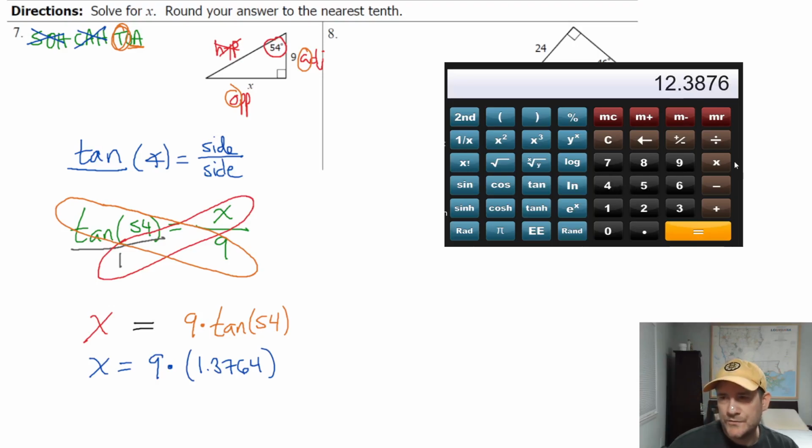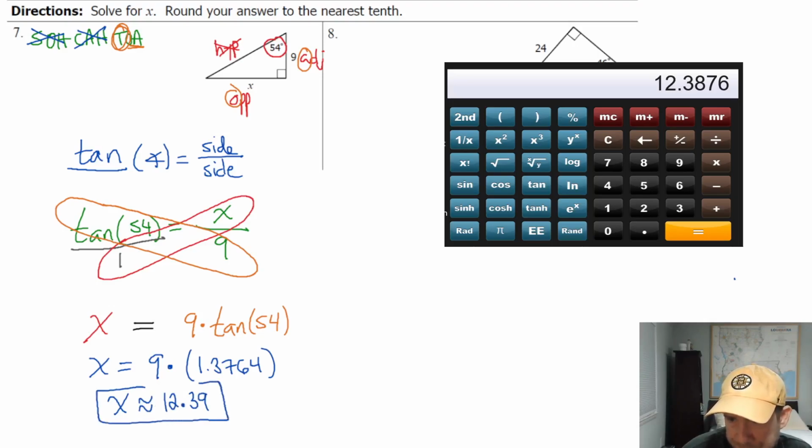And I'm getting an answer of 12.39 because the 7 rounds us up. So 12.39. And that would work. And you'll notice that my calculator does have a tangent button on it, so we could have tried that. Now, to do it though, you'd have to do the tangent of 54 first. And the keystrokes are a little weird. You'd go 54, then you'd get the tangent of that as a decimal. Then you'd say times 9, then you'd say equals. We're getting the same answer.